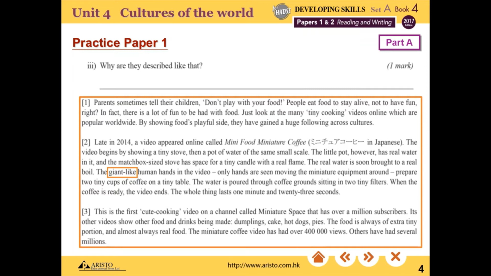If we take a look at the passage before and after paragraph 2, you'll notice that the subject being discussed is the series of videos called Miniature Space that features tiny food being cooked with tiny tools. The focus of this whole section is on how shockingly tiny the food and tools are. So we can infer that the writer described the hands as giant-like as a way to compare the size of the hands and the food.